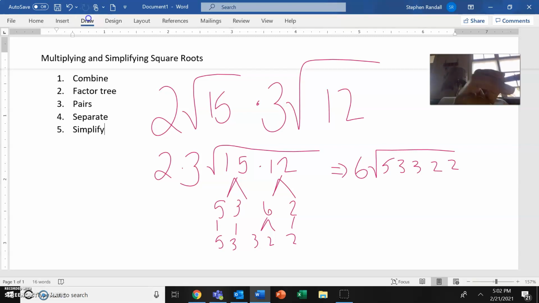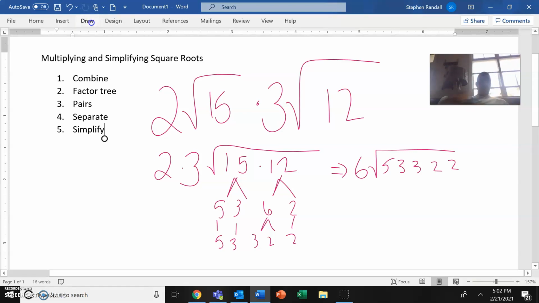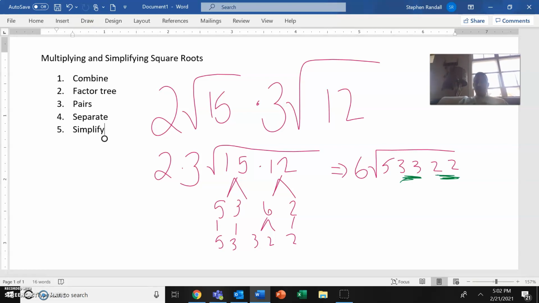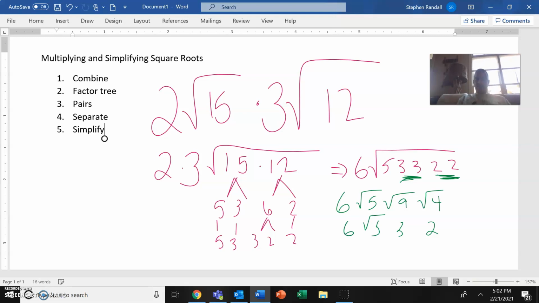So now we identify our pairs, and our pairs are 3 and 3 and 2 and 2. They just happen to be together this time. So this becomes 6, the square root of 5 times the square root of 9 and the square root of 4. Well, the square root of 9 is 3, the square root of 4 is 2, and the square root of 5 we don't know.